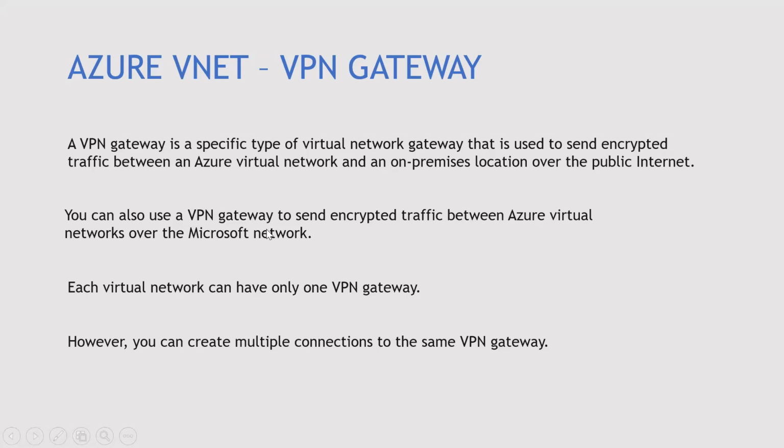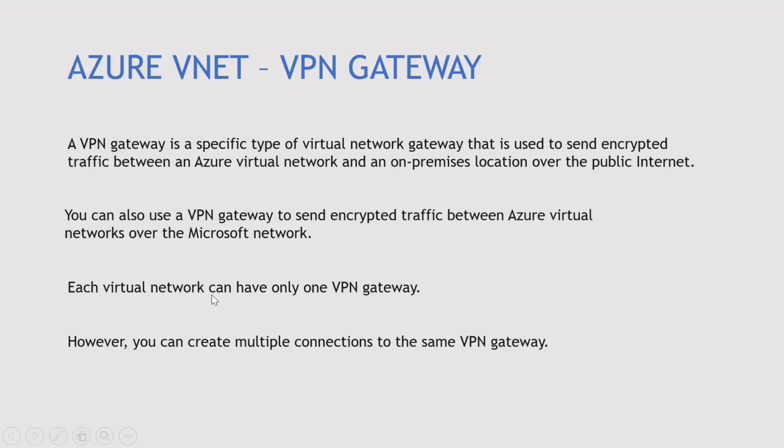You can also use a VPN gateway to send encrypted traffic between Azure virtual networks over the Microsoft network. So we can use encryption also, because if it is traveling through the public internet, there is a chance of some hacking. So instead of that, you can encrypt the data whatever is being accessed from Azure to on-premises data centers.